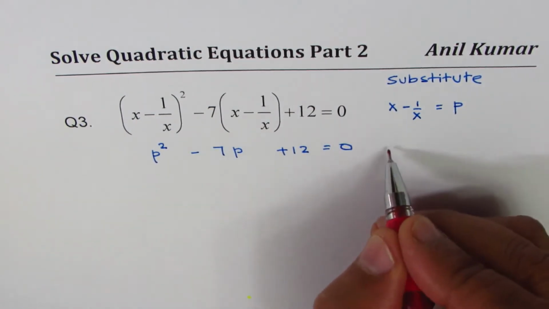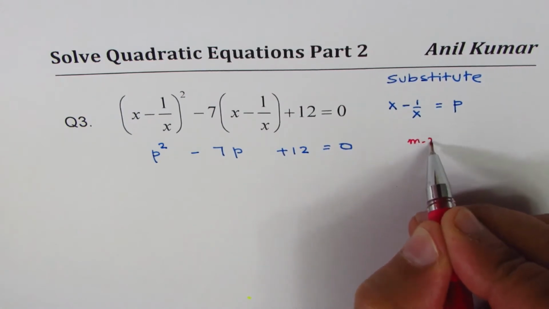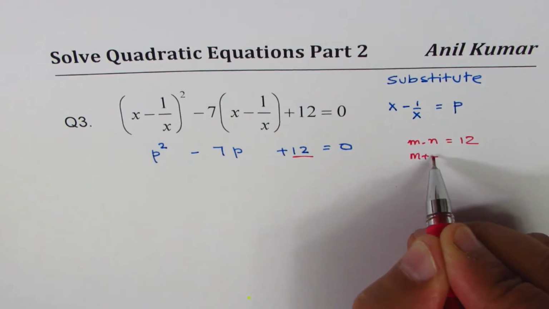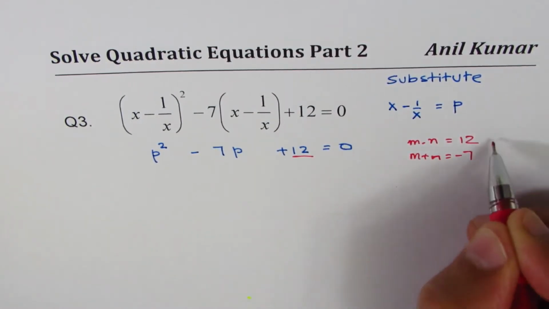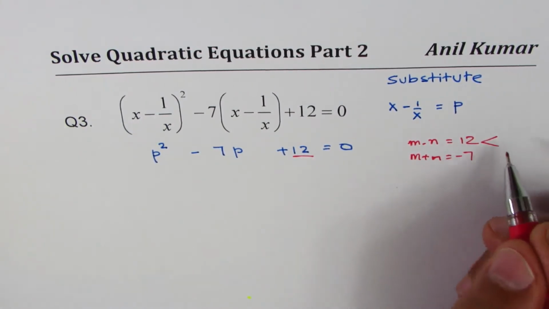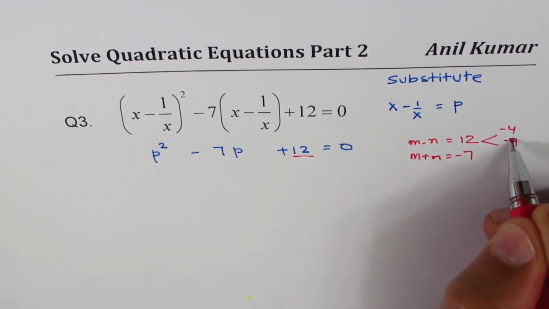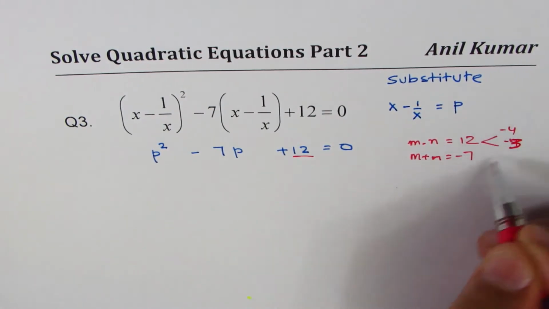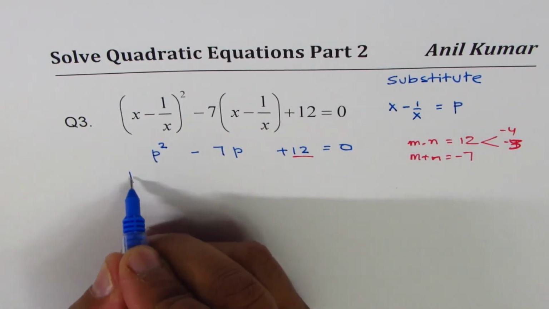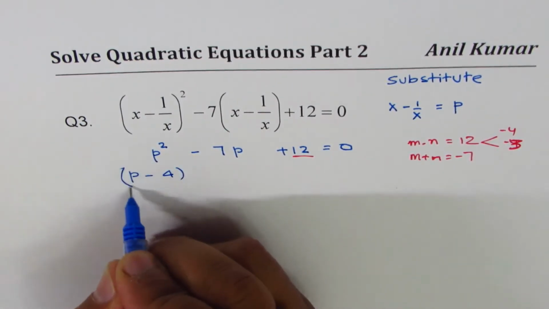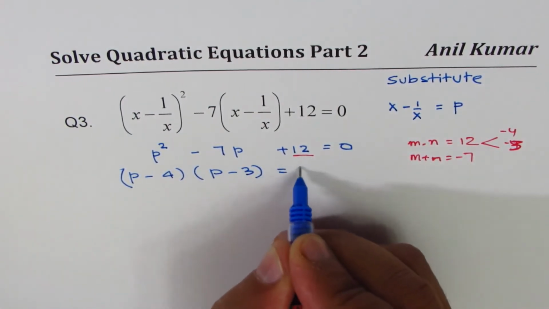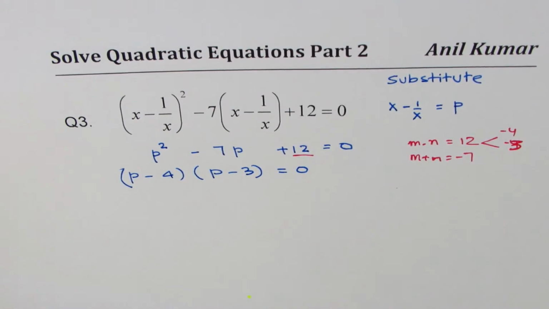To factor, we're looking for two numbers. Let's say m times n is 12, their product is 12, and their sum, m plus n, is minus 7. The two numbers could be, to get 12, 4 times 3, both negative. When you add, you get minus 7. So you can factor this as (p minus 4) times (p minus 3) equals 0. Correct? So that is how you can factor.